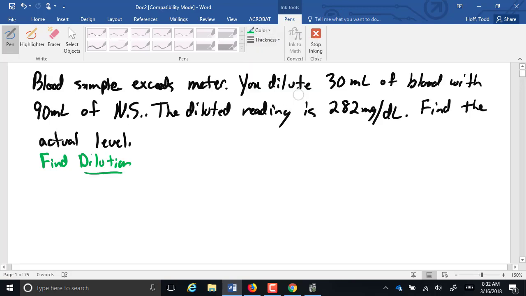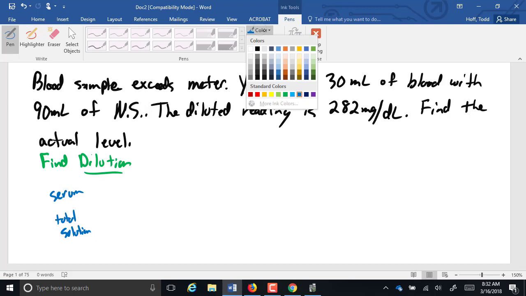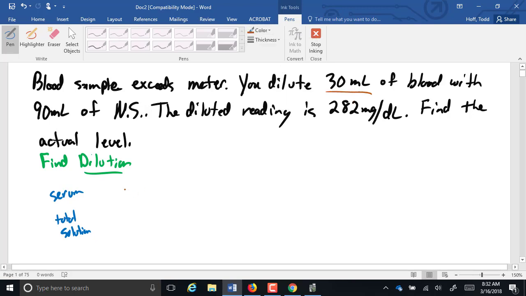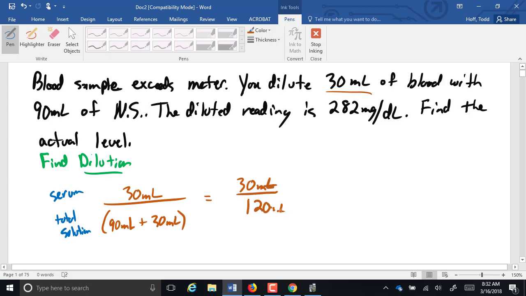So the dilution is serum, in this case the blood, to total solution. So our serum, the blood, was 30 milliliters. Our total solution was 90 milliliters of saline plus 30 milliliters of blood. So 30 milliliters over 120 milliliters. So the milliliters cancel out, and we can reduce that fraction to 1 in 4. So that's a 1 in 4 dilution.